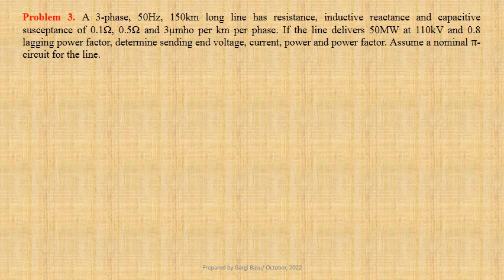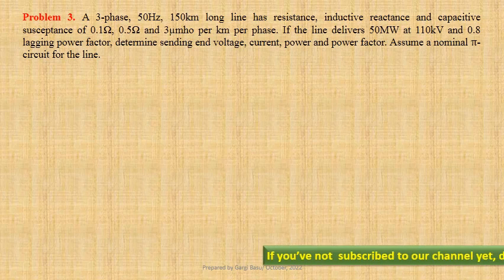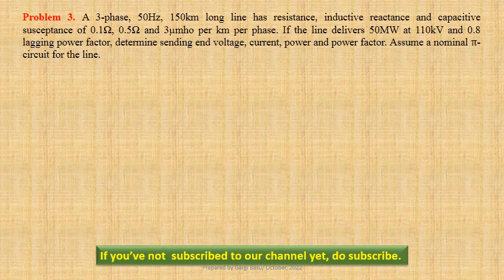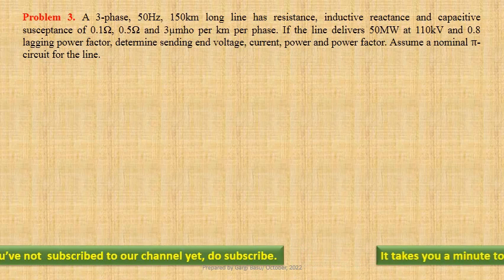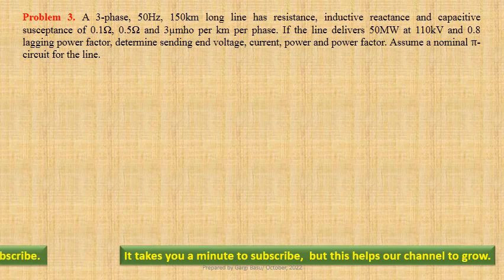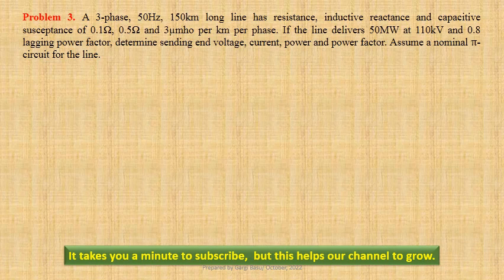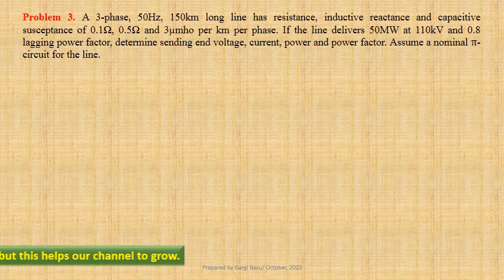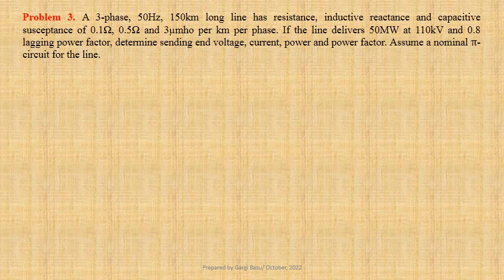A three-phase 50 Hz 150 km long line has resistance, inductive reactance and capacitive susceptance of 0.1 ohm, 0.5 ohm and 3 micromho per kilometer per phase. If the line delivers 50 megawatts at 110 kilovolts and 0.8 lagging power factor, we have to determine sending end voltage, current, power and power factor assuming a nominal pi circuit for this line.